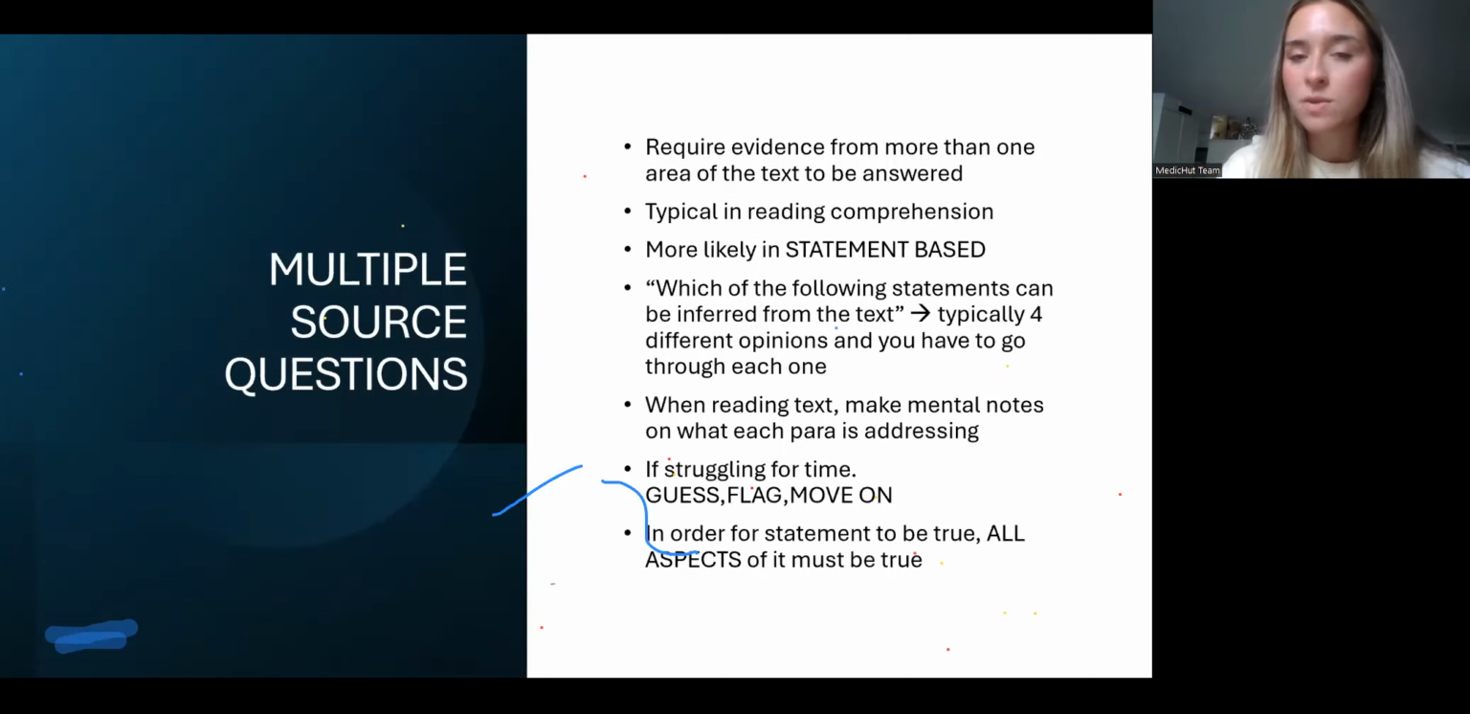And then obviously if this was a statement-based question and it said which of the following can be inferred from the text, and you got a statement that said all butterflies are purple and have wings, you wouldn't be able to infer that from the text if it didn't state anything about the color of the butterflies, and therefore that would not be able to be your answer for the statement-based question. So hopefully that makes sense.